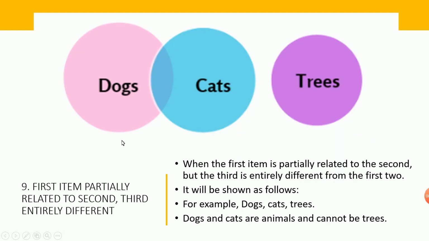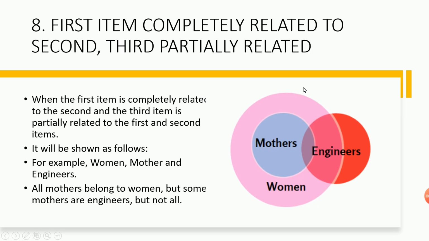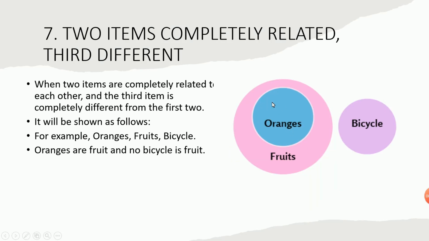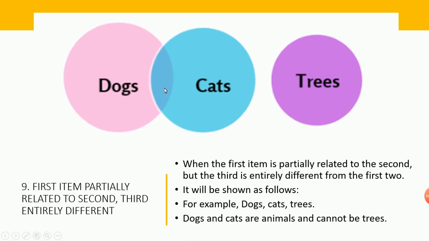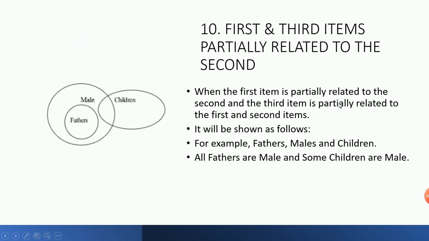Next is first item partially related to the second, third entirely different. So this is the same as this one, but see here it is completely related, whereas here partially related. So this is the first and second partially related, where the third one is there. So dogs and cats are animals, they fall under one category, but trees cannot be animals.